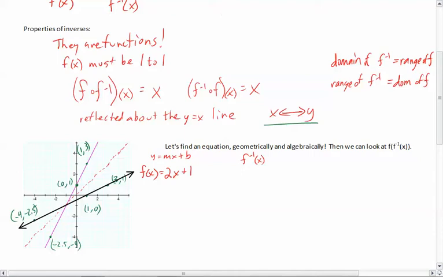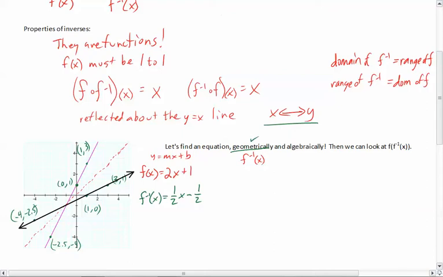If I were to find an equation for this black line, right here is my y-intercept. So let's go f inverse. The slope is up 1 over 2, which interestingly enough is the reciprocal of that. The y-intercept is negative 1/2, so minus 1/2. So there you go. We did it geometrically.